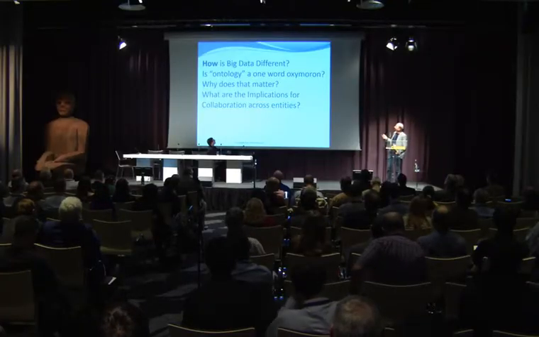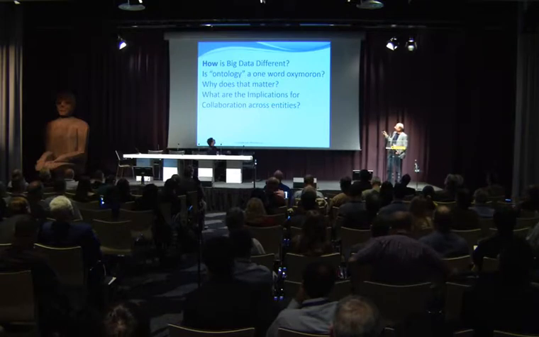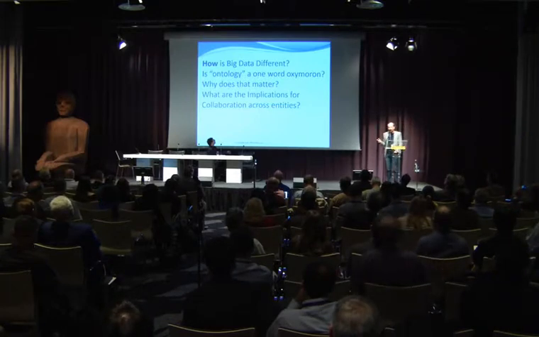So how is big data different? I spoke to that earlier. Is ontology a one-word oxymoron? Ontology implies that there is a single right way of organizing all information in a reference model. Why does that matter, and what are the implications for collaboration? So, potential implications of what I see as an unnecessary proliferation of different semantic representations. All of the different ways of looking at data have tremendous overlaps, and some of them are functional, representing different families of use cases.